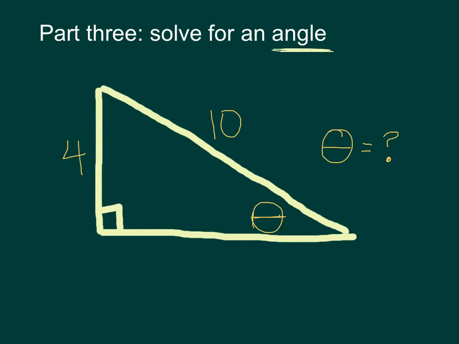This video is going to be about using trigonometry to solve for a missing angle in a right triangle. Up until now, we've been solving for missing sides when we know an angle, but we'll see how to use trigonometry and the calculator to solve for a missing angle.